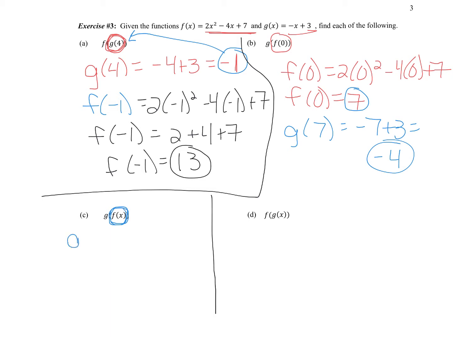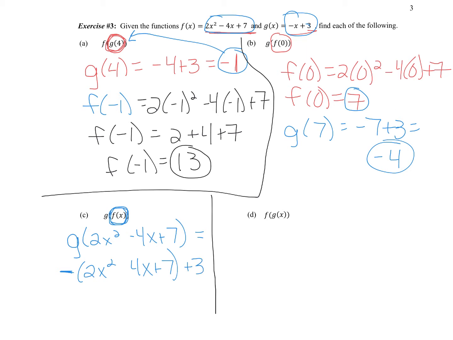I'm going to write down what f of x is. So f of x is 2x squared minus 4x plus 7. And I'm going to plug that in directly for the x in g of x. So that equals negative, plugging it into here, for x, I'm going to put in 2x squared minus 4x plus 7. And then the rest of g of x is plus 3.